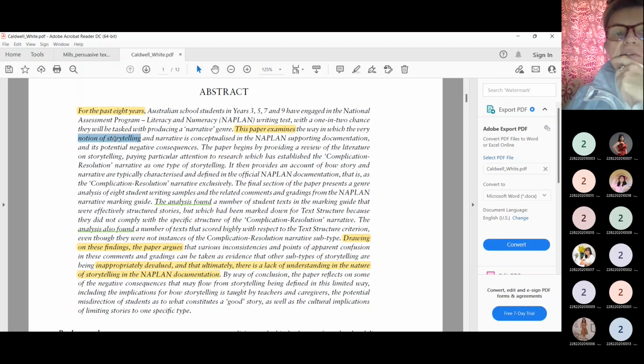So they will be looking at the notion of storytelling and narrative as conceptualized in the NAPLAN supporting documentation and the potential negative consequences of the way this storytelling and narrative is conceptualized. Right? So they will be doing this. Is there a dialogue stage in these sentences? Is there something that is being told about the problem? Because dialogue is like a literature review, something said about the problem itself, about the disturbance.